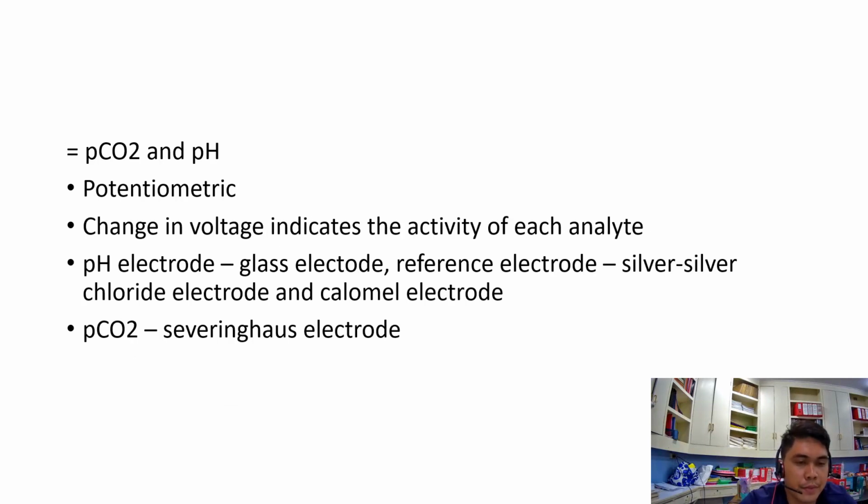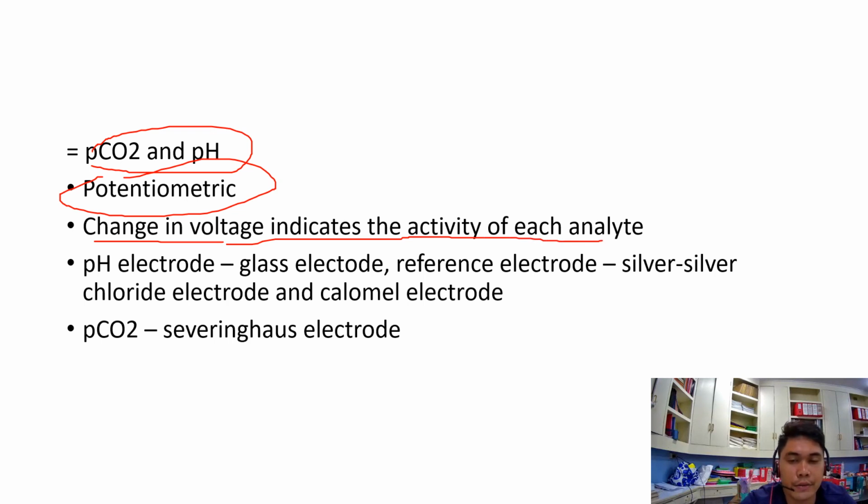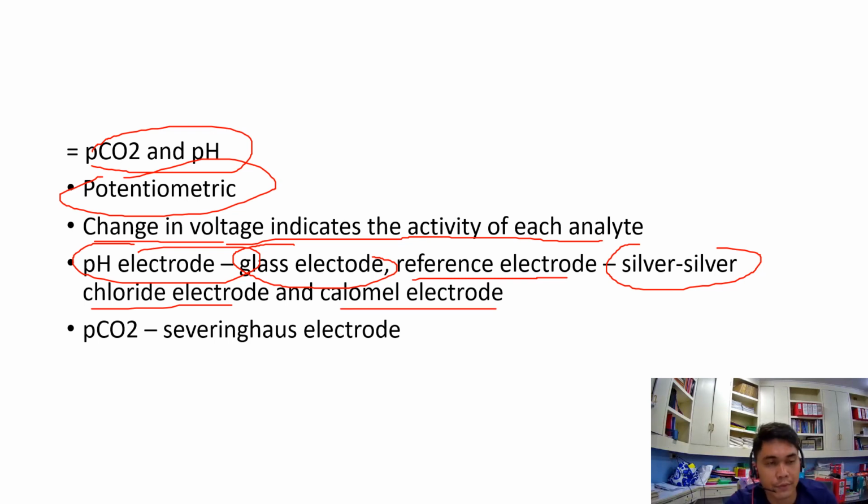Next is the measurement of PCO2 and pH. For PCO2 and pH, you're using potentiometry, so a change in voltage indicates the activity of each analyte. Same as PO2, you're going to use electrodes. For pH, the electrode is the glass electrode, and you need the glass electrode and the reference electrode. For the reference electrode, you're going to use a silver chloride electrode or a calomel electrode. Okay, so that's for pH.